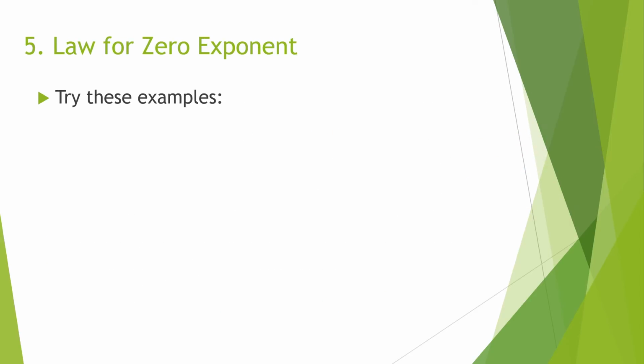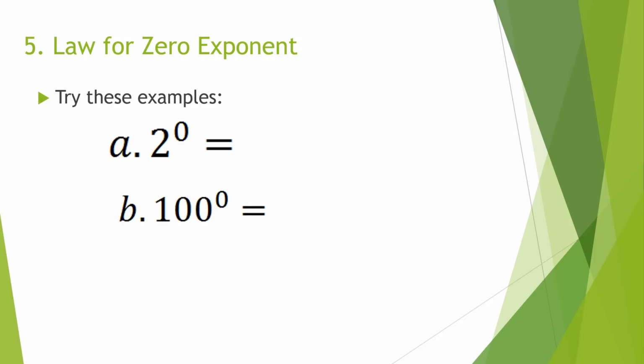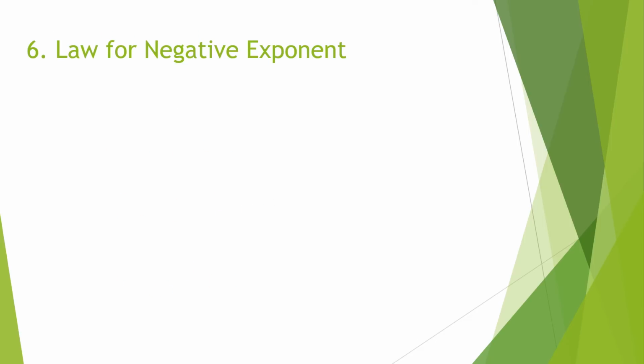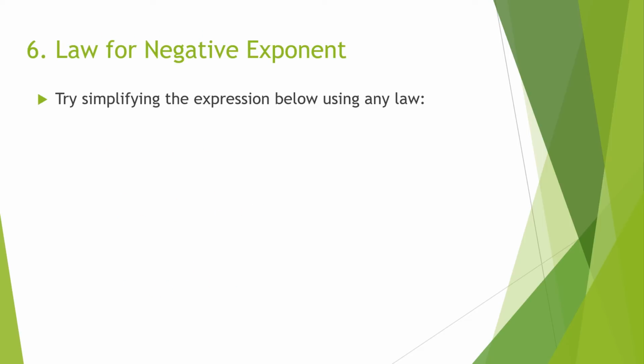Okay, so here are some examples. 2 raised to 0, 100 raised to 0, and cx raised to 0. All of those are equal to 1. So remember, for the law for zero exponent, if the exponent is 0, then it is always equal to 1. And we move on to the last law, which is the law for negative exponent.